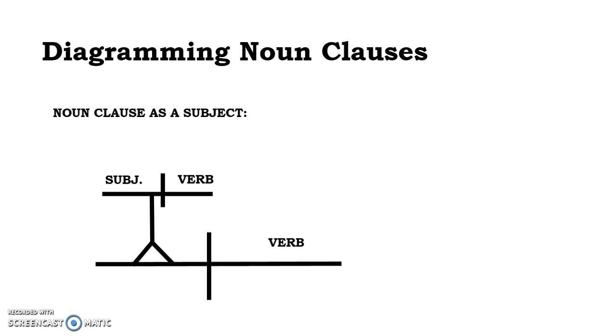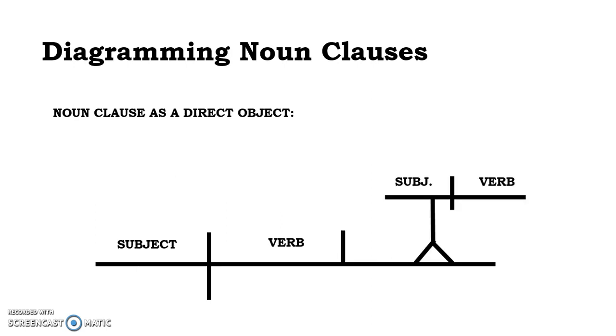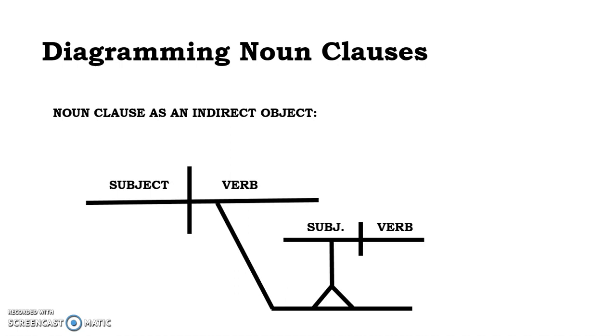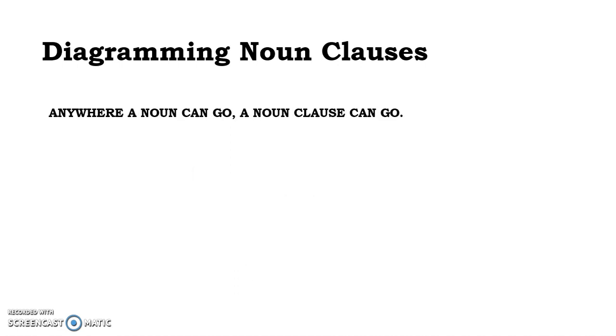Noun clauses can go anywhere nouns go. So you can have a noun clause as the subject of a sentence, as the direct object of a sentence, as the indirect object of a sentence. Anywhere a noun can go, a noun clause can go.